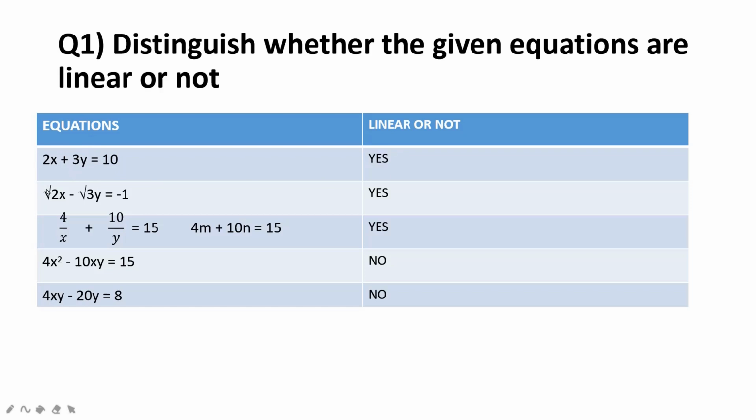Now we will go to the second equation. The second equation is root 2x minus root 3y, which is equal to minus 1.